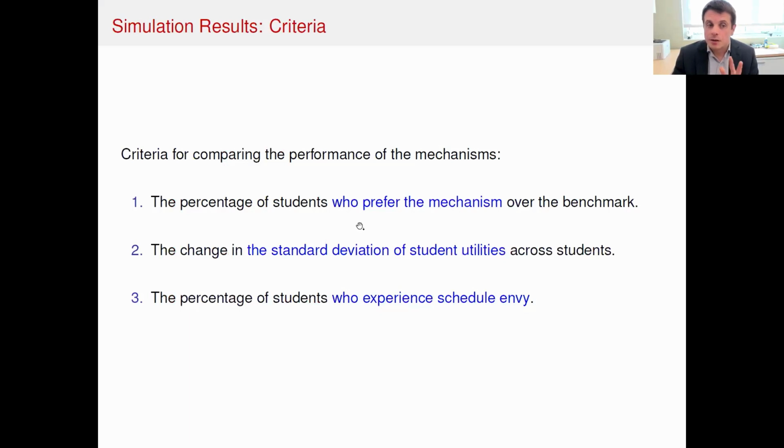Okay, 3 criteria. First, the percentage of students who prefer the mechanism. Second, the change in standard deviation of students' utility across students. So think about Nicholas, Daniil, Patrick, and me being on the same level. One possibility is that Patrick got all the best courses and me all the worst courses. That will probably result in huge inequality. But the better outcome is when all of us get approximately the same utility. And that's captured in the standard deviation of student utilities. And finally, the percentage of students who experience schedule envy.